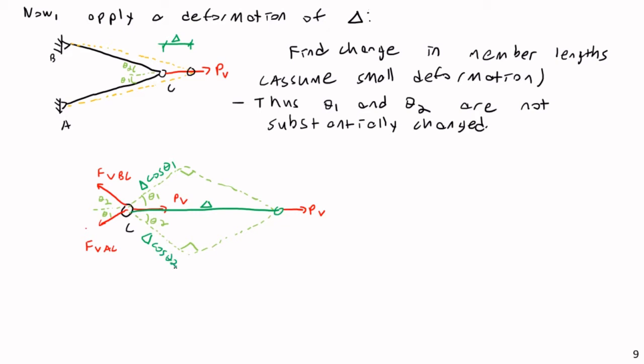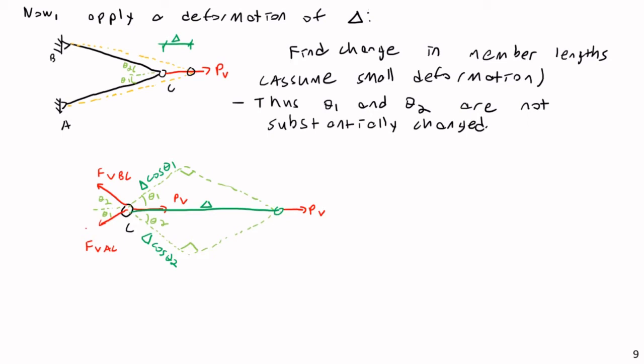So this is just allowing me to transform the deformation in the x direction to deformations along the axes of the two members. And again, I'm able to do this purely because I'm assuming small angle deformation.